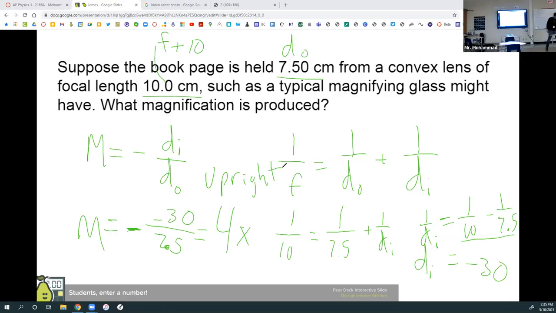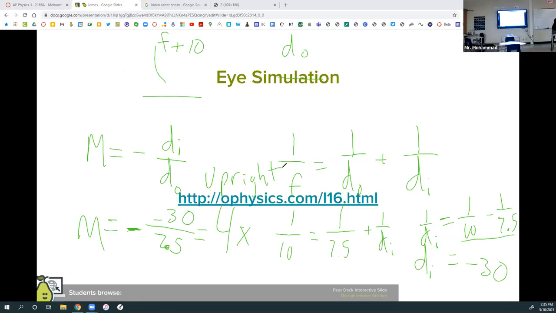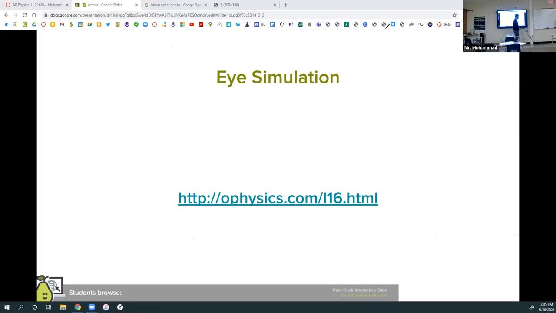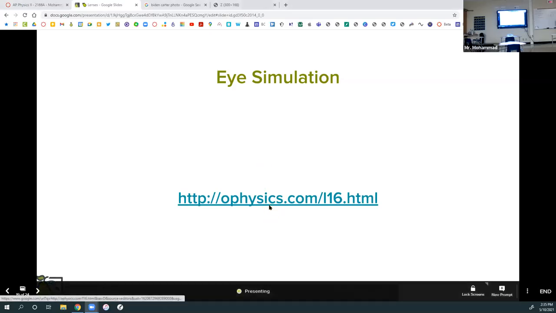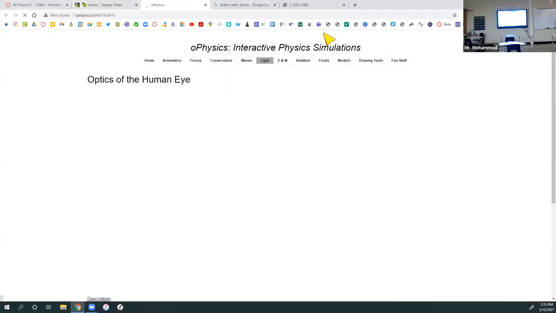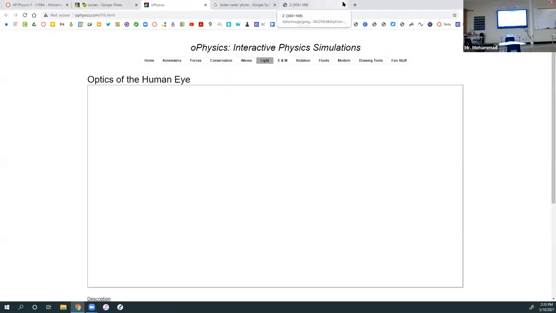So the last thing to talk about, I'm going to go through this simulation. There's some slides after this that you can look at if you want to. I'm just going to walk through this simulation with you, just talk a little bit about the eye, and then we will be good. Nothing like this is on the AP test or anything, so don't worry about that. You're not going to be tested on this. But I think as a human, it might be good to know a little bit about your eye, if you haven't covered it in anatomy and physiology or something like that.